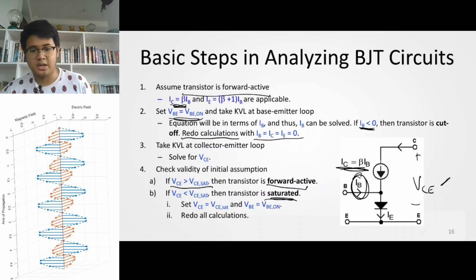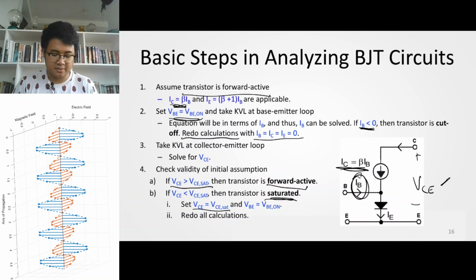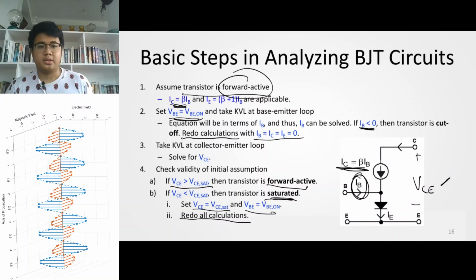Since the transistor is saturated, you must redo all the calculations by setting VCE to a constant value at VCE sat and setting VBE also to a constant value, VBE on. Then you redo everything. So you always start with the forward active assumption, and that's the best bet that you have. Unlike diode circuits where you randomly assume a state, for BJTs you always assume forward active first and then find the contradictions. So that's the end of the first part of the lecture.